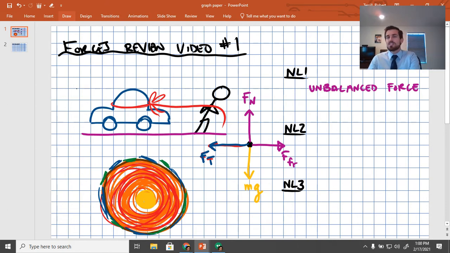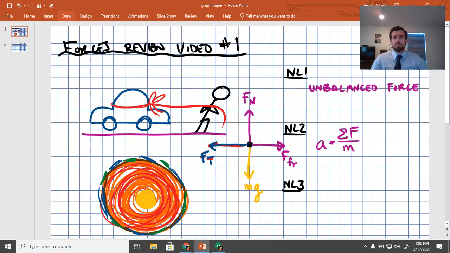So that leads us into Newton's second law, Newton's law number two. And Newton's law number two is the very simple, yeah, my computer's still acting up. That's a bummer. The simple idea that acceleration is the sum of the forces over the mass.